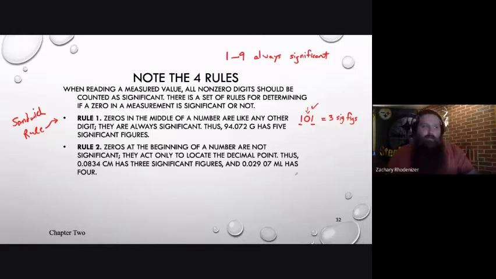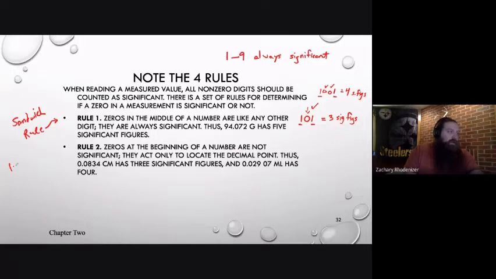3 Sig Figs. Okay, if you have a number like 1,001, well, that one's significant, that one's significant. So both of these guys are sandwiched in the middle. So that has 4 Sig Figs. Okay, and so on and so forth. It doesn't matter how many digits there are. If they're sandwiched in the middle, then they count. They're significant.